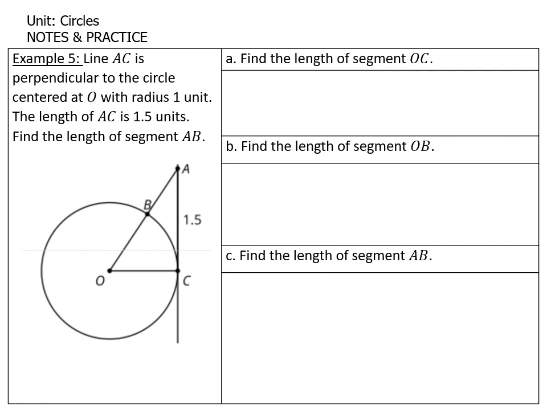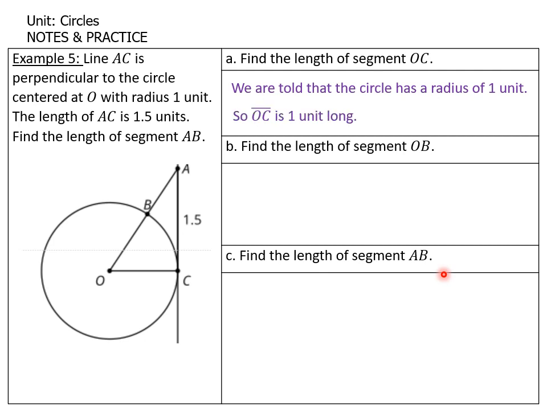Last one, takes a little bit. Line AC is perpendicular to the circle, centered at O with the radius 1 unit, so it's a tangent. The length of AC is 1.5 units. Find the length of segment AB. Well, first figure out OC. Well, OC is a radius. Circle's got 1 unit for the radius, so OC is 1 unit long. OB, well, that's just another radius, so it's also 1 unit long.